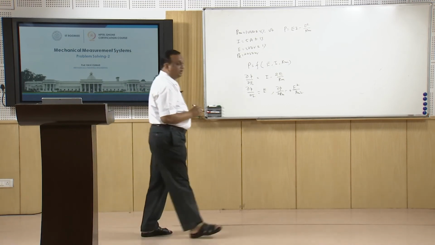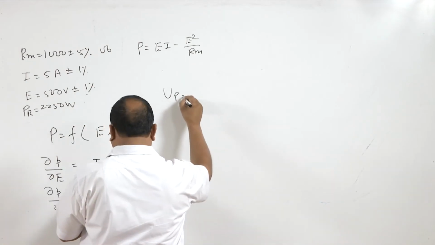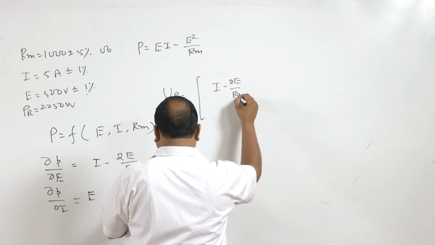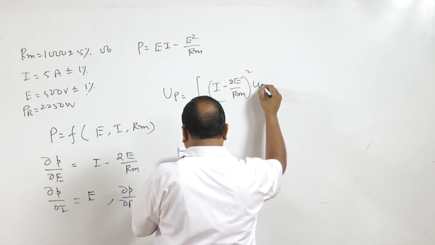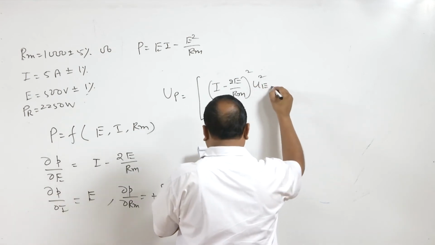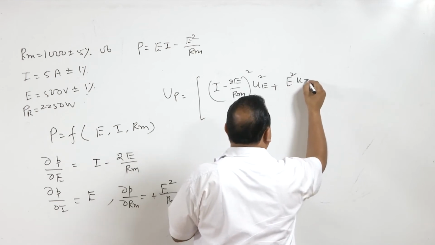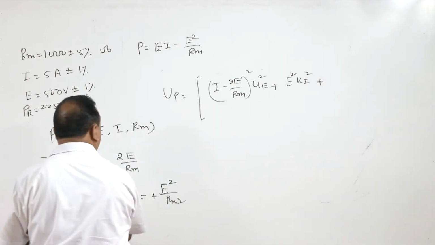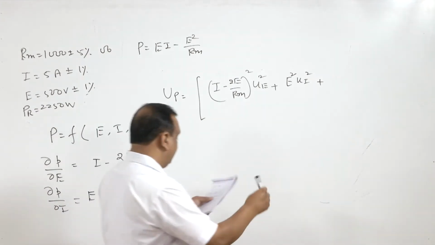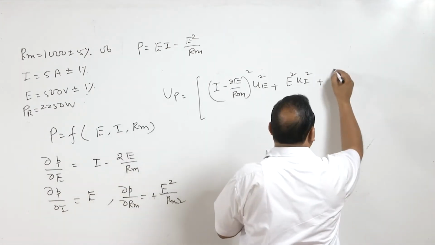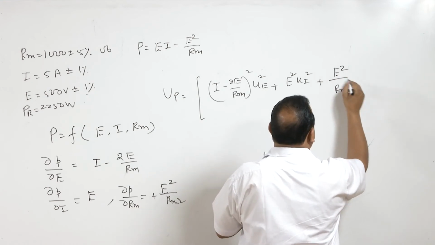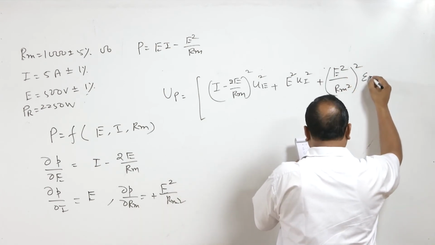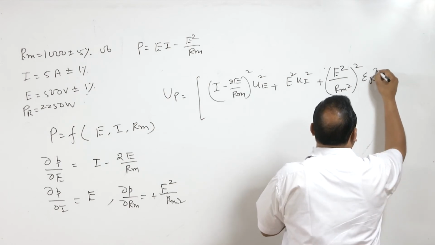Now the uncertainty in the measurement of power, UP, is going to be I minus 2E by Rm whole square, times the uncertainty in the measurement of E square, plus E square, which is del P by del I, times the uncertainty in the measurement of I. Then del P by del Rm square, so E square by Rm square whole square, times the error in Rm whole square, all raised to power 1 by 2.